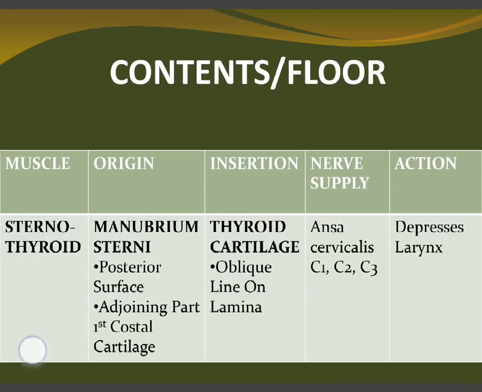Second muscle in the infrahyoid group is the sternothyroid muscle. Again, as the name suggests, taking origin from the manubrium sterni and getting inserted into the thyroid cartilage. So the first name is of the origin and the second name or the suffix is for the insertion. Nerve supply is again Ansa cervicalis and it depresses the larynx. Thyroid cartilage of course is part of the larynx, so it will depress the point of origin, again will pull the point of insertion towards it.